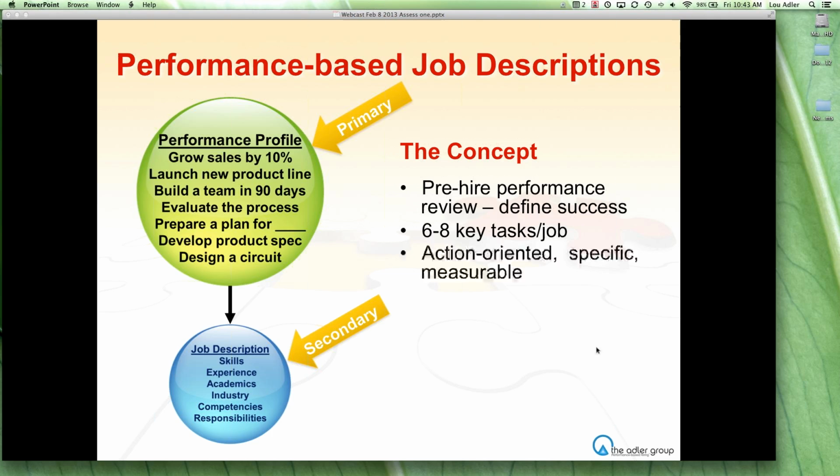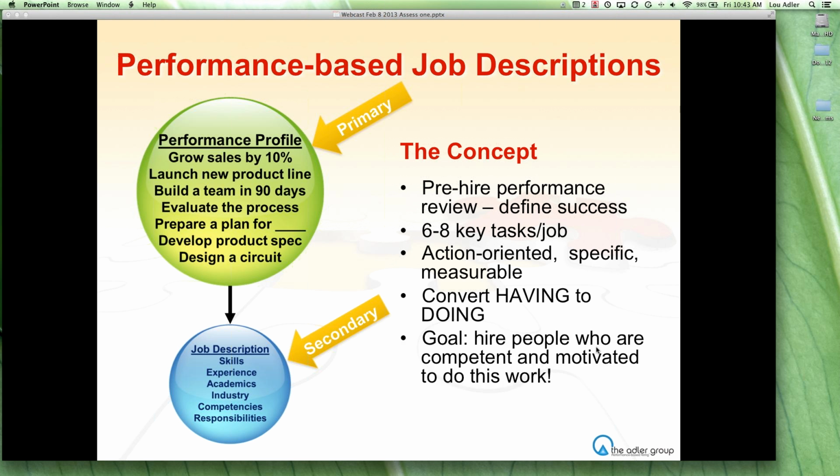And they're action-oriented. They all start with a verb: action verb, build, do, create, upgrade, maintain. It's stuff you do. It's not have. It's doing. And that's why I tell man, I'm not going to go through the details of how you convert the job description to a performance-based job description, but the idea is, let's focus on what people need to do. And then from a hiring manager interviewer standpoint, the idea is, let's hire people who are competent and motivated to do this work. Not just skilled enough to do it, but competent and motivated.